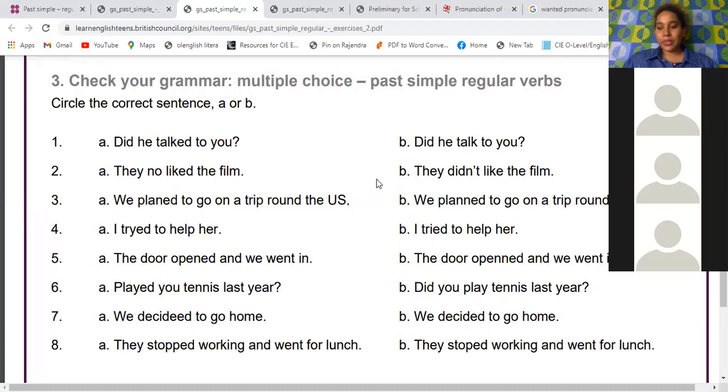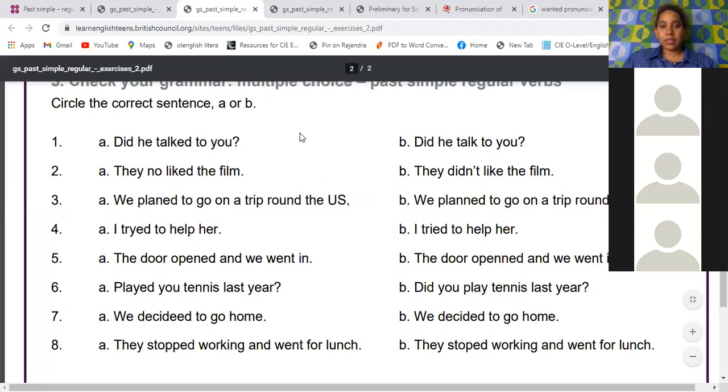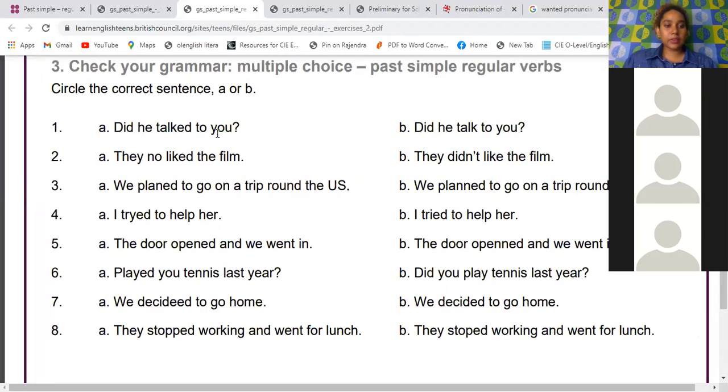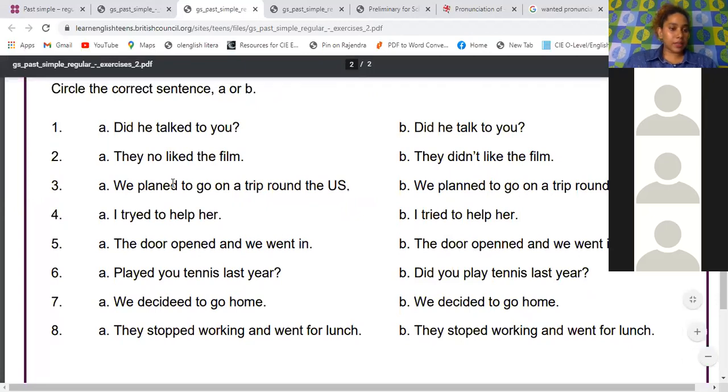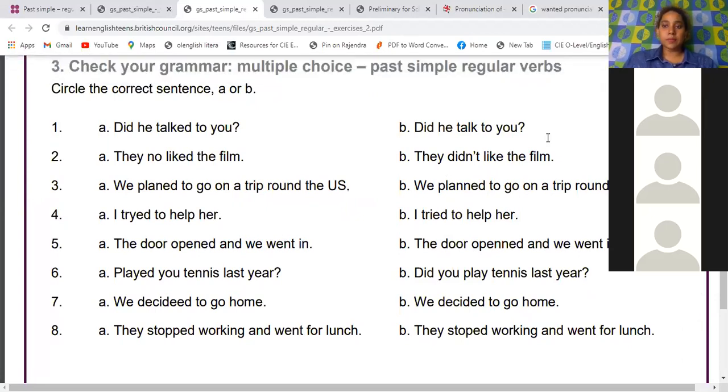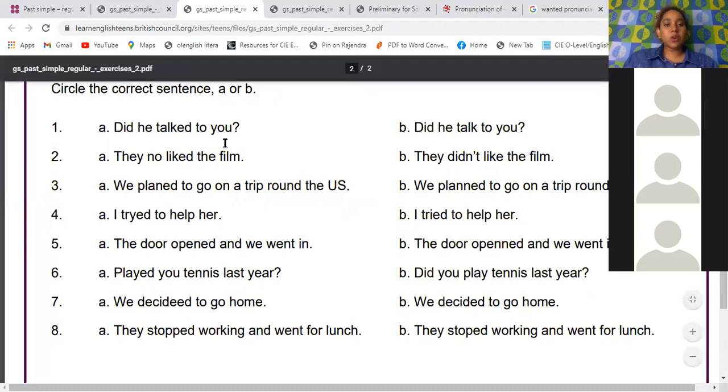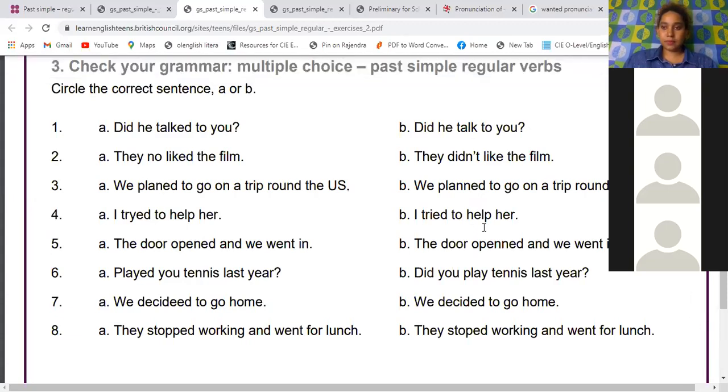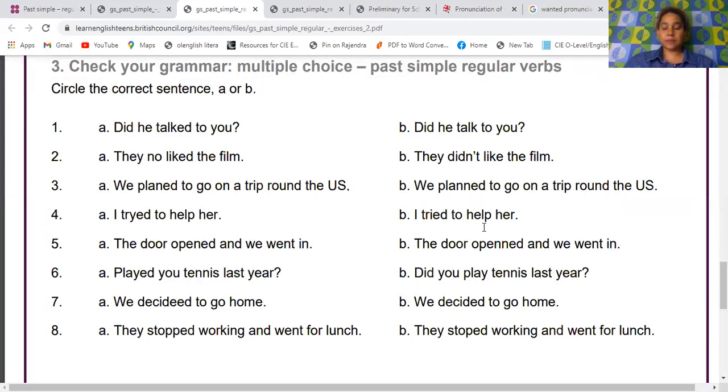Okay. Third activity, let's do this. Check your grammar. Multiple choice. You have to select which one is the correct one. You have to select A or B. Do these 8 questions and then I will discuss it. Did he talk to you? Questions, they come in past tense, you have to select. And say done if you have finished in the chat box. Or you can unmute and tell me you have finished, no problem.